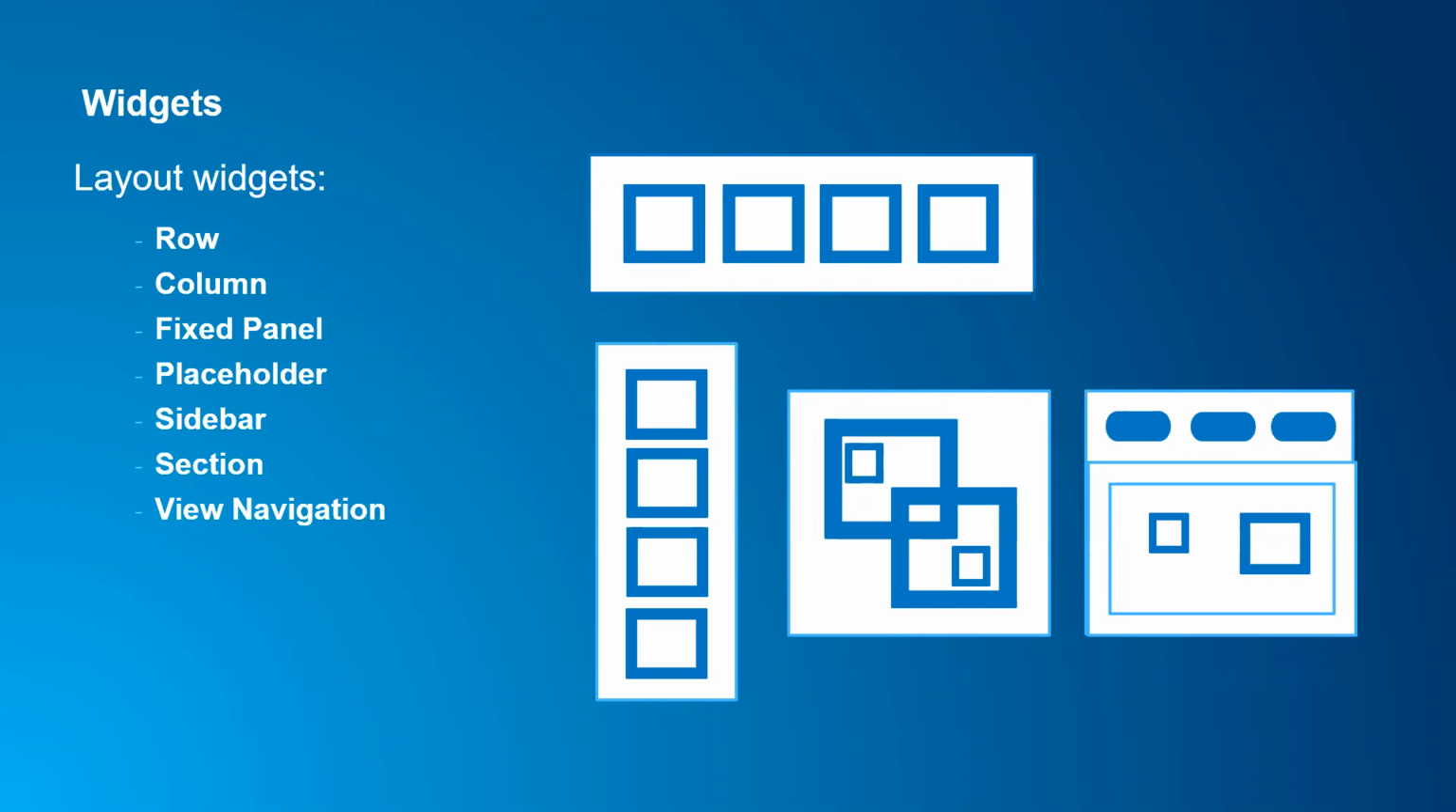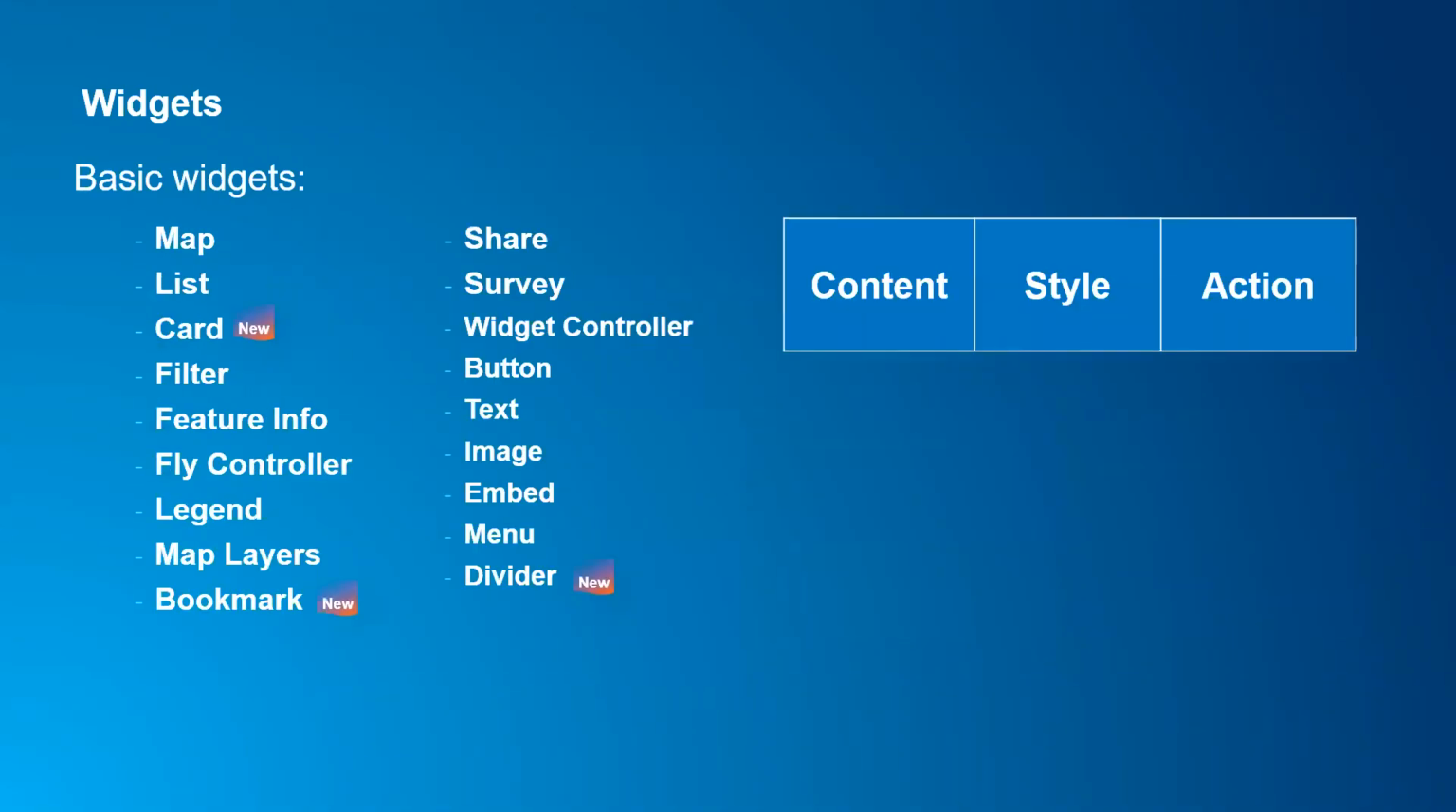So there's lots of tools for laying it out, and then there are these basic widgets you might expect as part of this toolkit, whether it be a map, a list, a card, which we didn't look at, but it's sort of an informational card with data pulled from all over the place. So you can design that. Filter tools, feature info, lists. Map layers, legends, bookmarks, etc. And we'll talk about a few more of these.